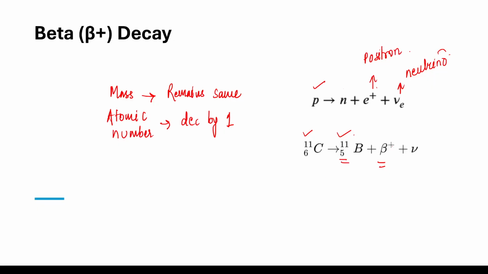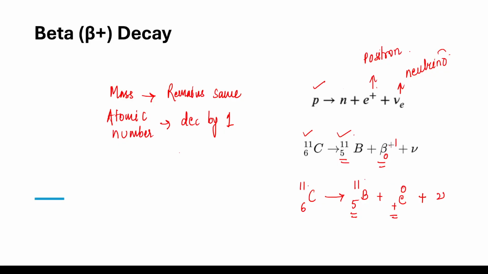See, this is 5 and this is plus 1. So 5 plus 1 is 6, and this here is 0. So if I want to write it in a balancing form, I should write it like this: 6C11 gives 5B11 plus 1E0 plus a neutrino. This one has no charge, no mass. So plus 1, 5, 6; 11 plus 0 is 11.